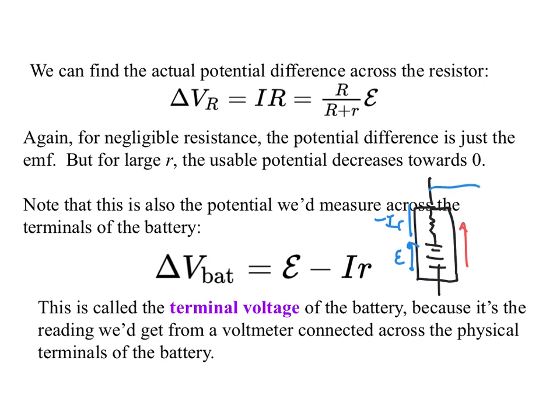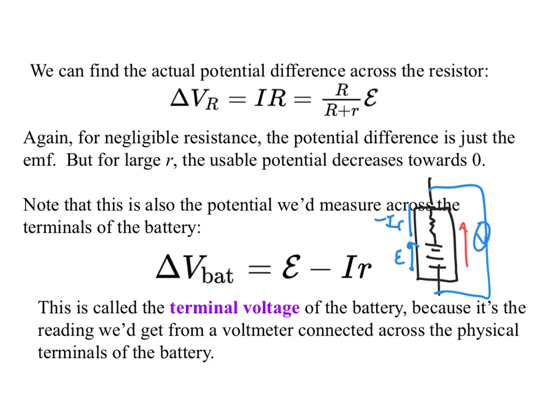And this is where we're actually going to measure our voltage, so we'd have to combine both those effects. So delta V battery is the EMF minus the actual drawn current times the internal resistance. We end up calling this the terminal voltage of the battery because it's the result we get from a voltmeter across the physical terminals of the battery.